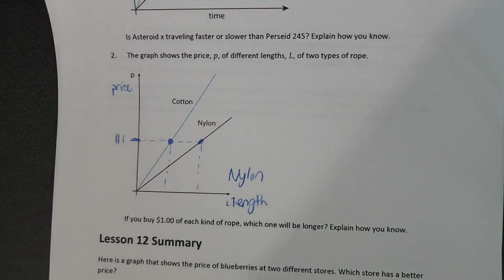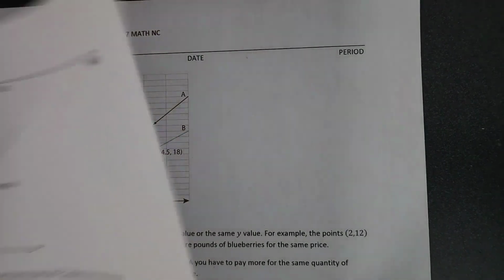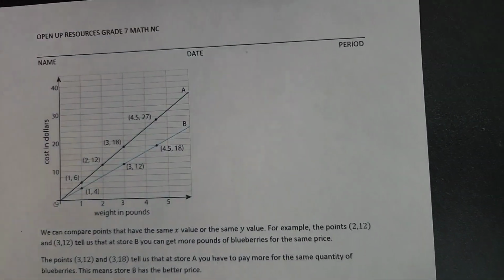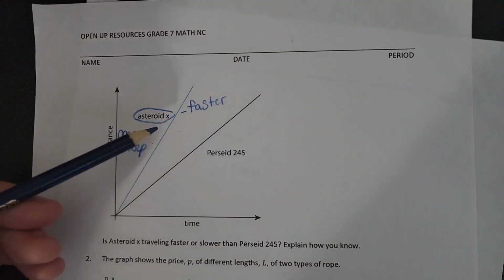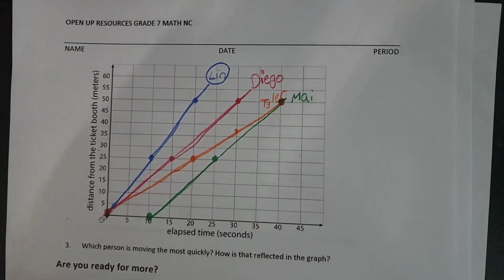Okay? So today's lesson was to interpret graphs. The steepness of the line matters. Okay? And the higher it is, what is it? The faster it is, or the higher COP.